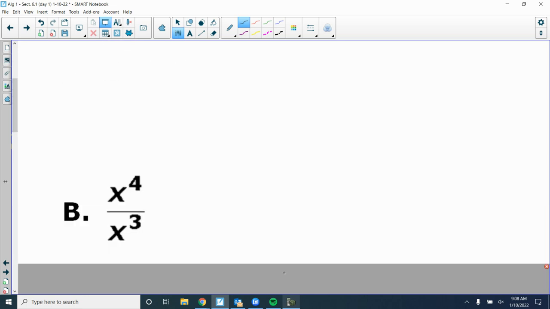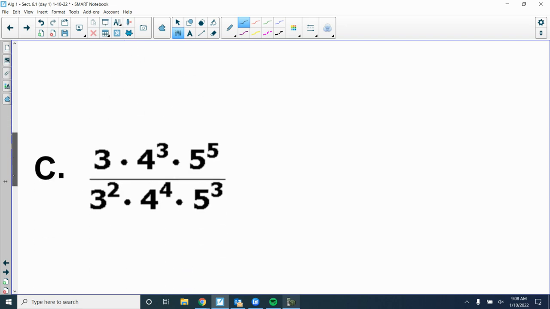X to the 4th over x cubed. All right. X to the what power? First, but you only need to write the first power. If it's x to the first power, you can just write it as x. Already understood to be that. Okay? So that is x.